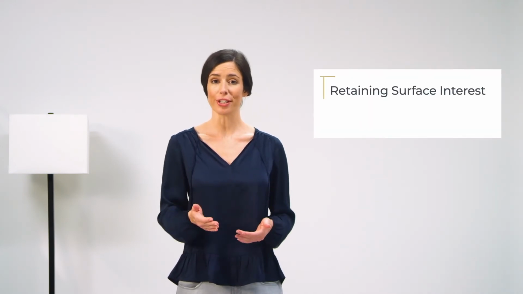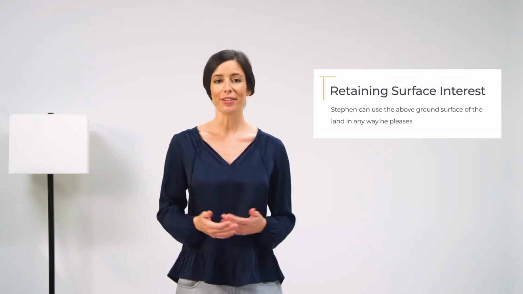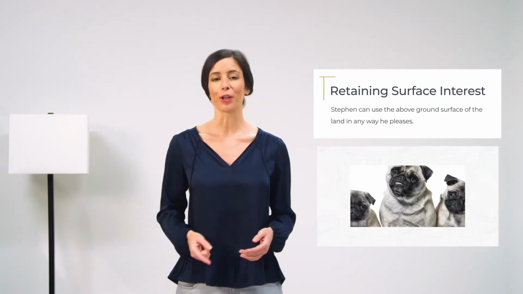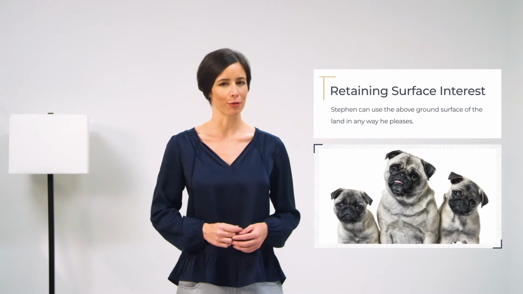What does that mean exactly? Well, by retaining the surface interest to his property, Stephen can use the above-ground surface of the land in any way he pleases, including the construction and development of his free-range pug reserve. But as far as the rights to the minerals underground, those mineral rights have been sold to Brenda. Stephen only has surface rights, which is exactly what he wants. Win-win.